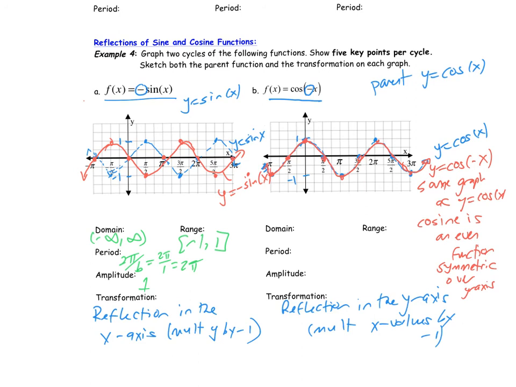In terms of the characteristics, the domain is negative infinity to infinity. The range is negative 1 to 1. Those are all y values. We did not change the period with just a reflection over the y-axis, so the period is still 2 pi. We did not change the amplitude with solely a reflection over the y-axis, so the amplitude is still 1.